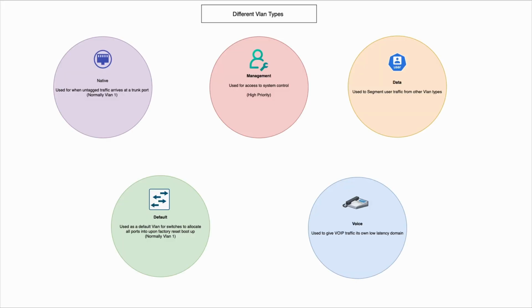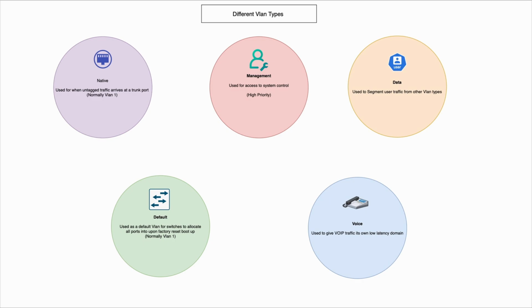Different VLAN types. The management VLAN allows administrators to have uninterrupted, smooth access to system control within the network device. The management VLAN will have a high priority, meaning that even if the network is congested, the administrator will be able to access what is needed without issue. The data VLAN is designed for user traffic and effectively segments user traffic from VoIP and management traffic.